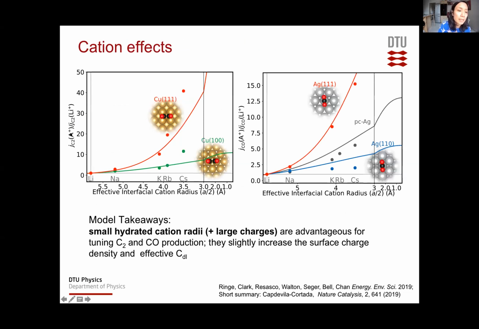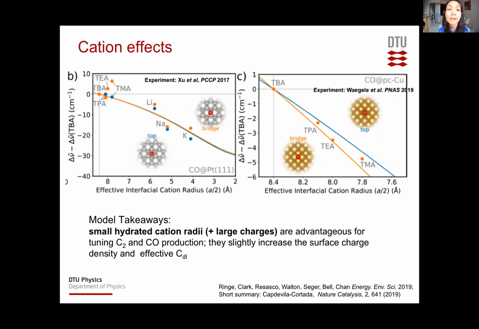Shown here are the relative activities for C2 production on copper, as well as CO production on silver. Everything is normalized to the activity of lithium. In general, the theoretical and the experimental relative activities tend to be consistent. Here we're showing relative activities because we tend to do better with relative activities, likely due to some sort of error cancellation. I would not expect the absolute activities to do so well.